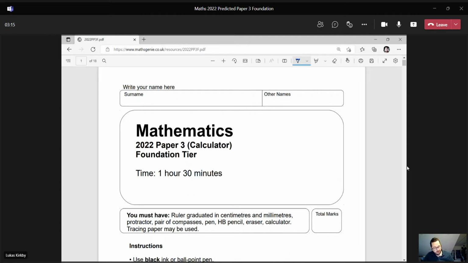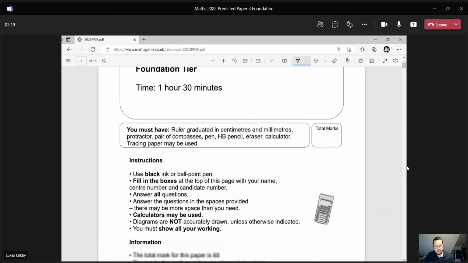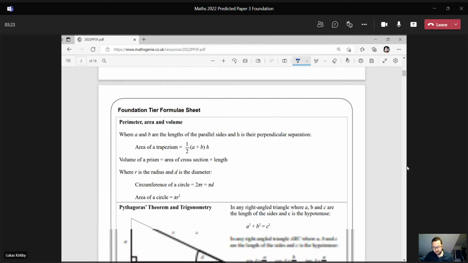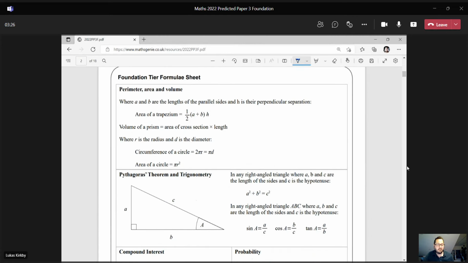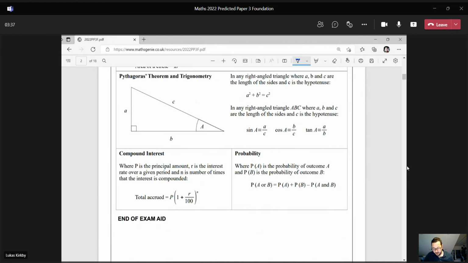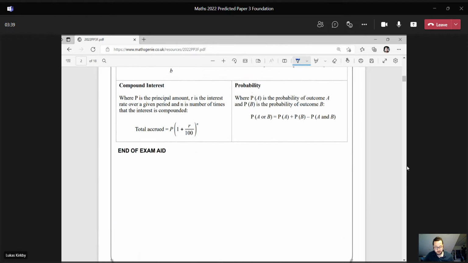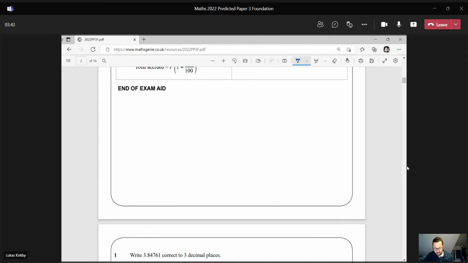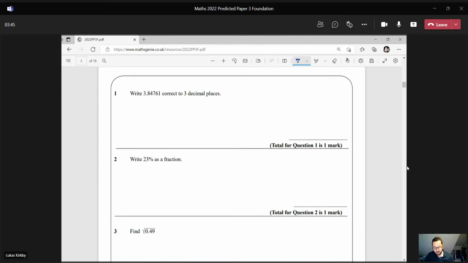So we've got an hour and a half to do this paper, like with all of them. This is a foundation paper, it's a calculator paper, and once again, like all the others, you've got this lovely formula sheet to have a butcher's at before we get started. So we've got a bit of perimeter, area and volume, we've got Pythagoras' theorem, we've got some trigonometric ratios, we've got a compound interest formula, and then we've got some probability stuff as well. So we'll keep that in mind just in case we need it, but let's get cracking.